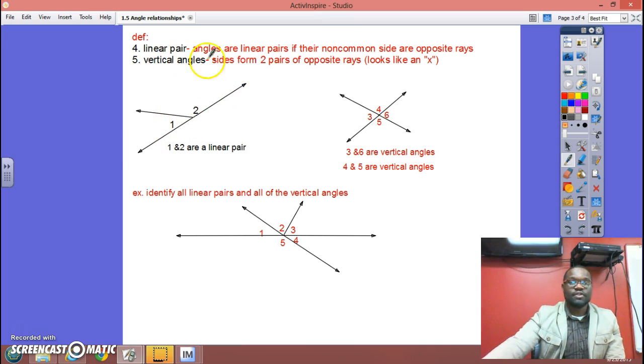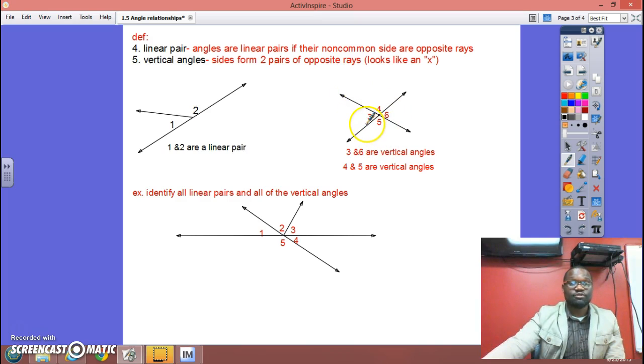Okay. Vertical angles. Sides form two pairs of opposite rays. I always say it looks like an X. Vertical angles are two pairs of opposite rays. So in other words, you've got this X right here. And it says angles 3 and 6 are vertical angles. Angles 4 and 5 are vertical angles. So the ones that are across from each other are vertical angles. So 3 and 6 are vertical. That's what number 5 is talking about here. 4 and 5 are vertical.